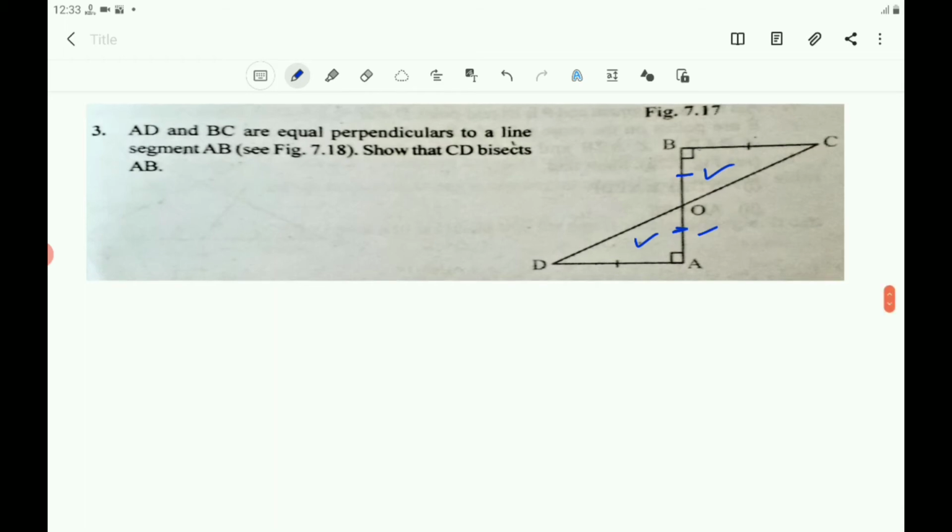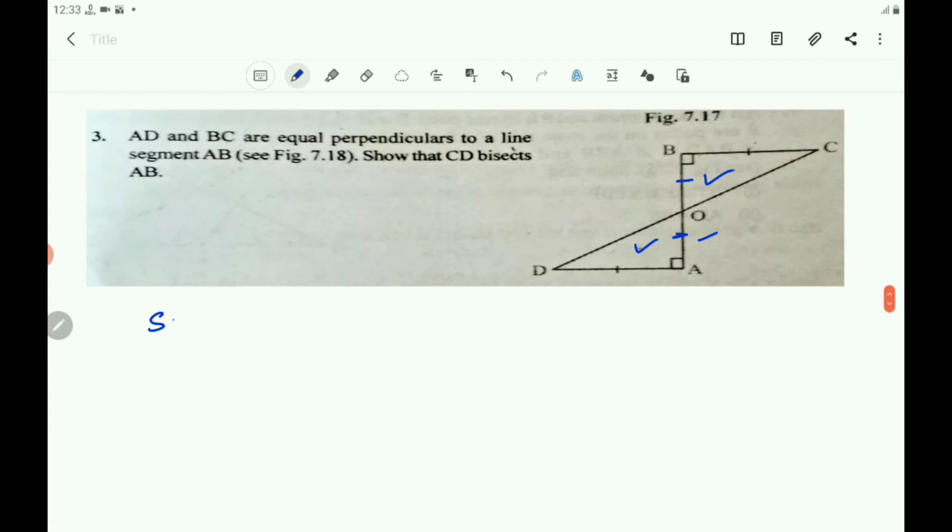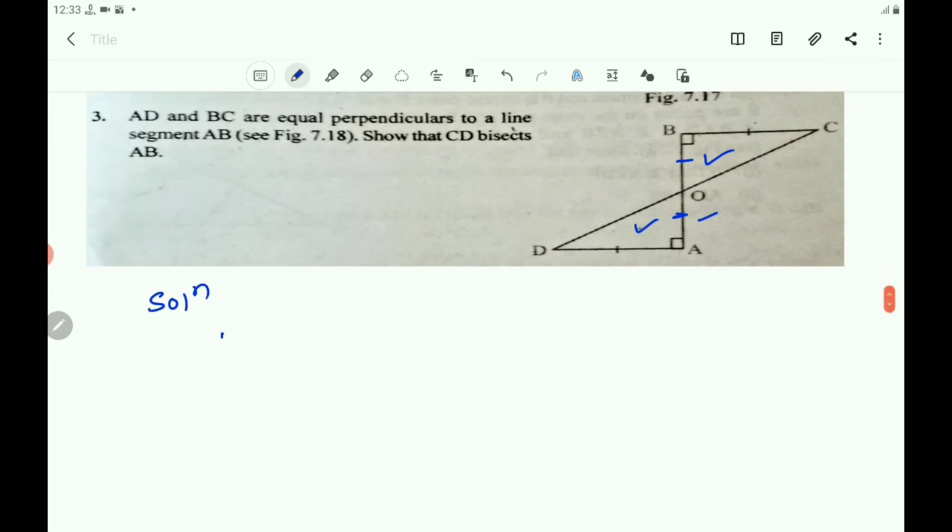Therefore, you take the solution. In the figure, what is given here? AD and BC are perpendicular to the line segment AB. Write first AD perpendicular to AB, and also BC perpendicular to AB. That much is given.